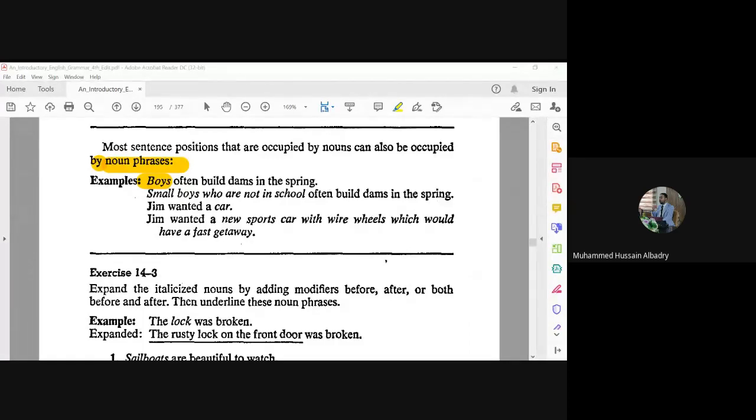The noun phrase. Is what? Larger or smaller? Larger. How? Can you explain how?